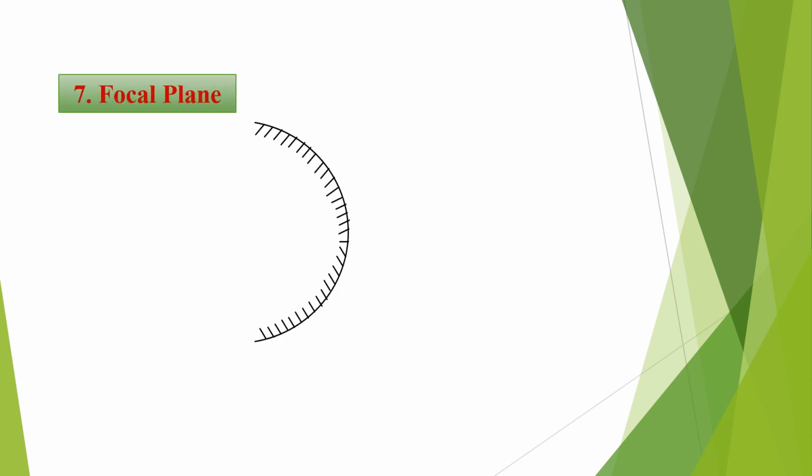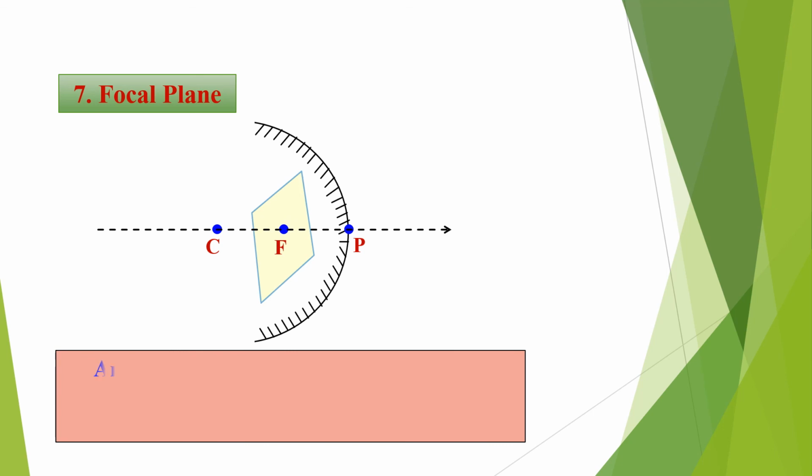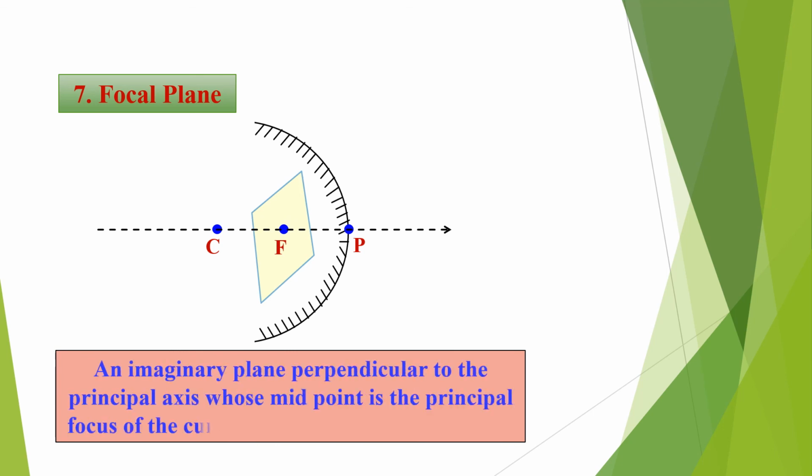Focal plane: mirror, pole, principal axis, principal focus, center of curvature. The plane which passes through the focus and is kept perpendicular to the principal axis is taken as the focal plane.